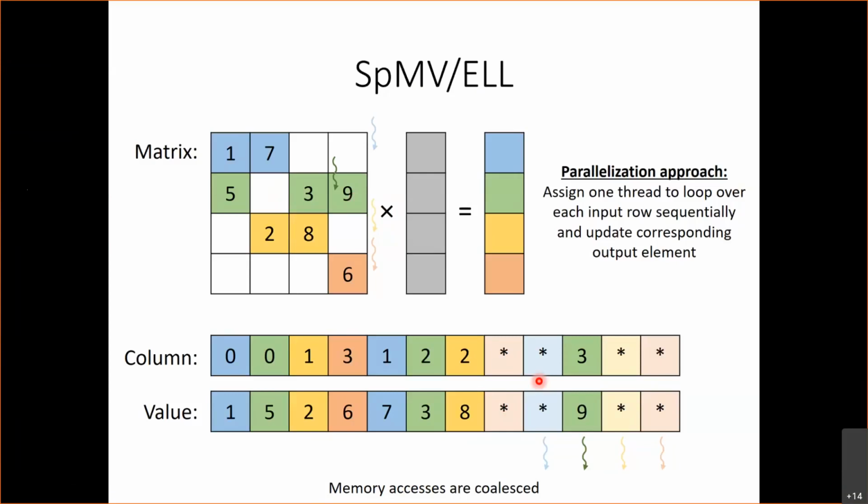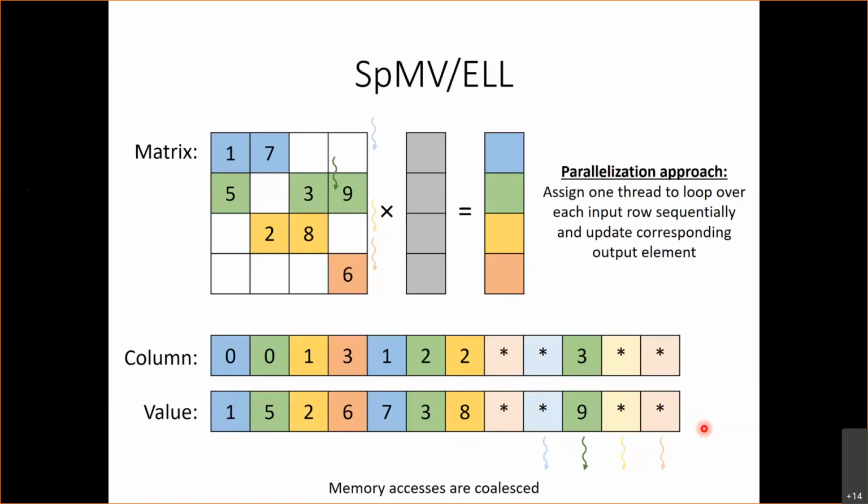And in fact, if we wanted, we could have done a non-zero based parallelization for ELL. We could have assigned a thread to every non-zero and then had the thread atomically update the output. I'm not going to implement that, but hypothetically we could do that. So in terms of accessibility, ELL gives us more accessibility than COO and CSR.